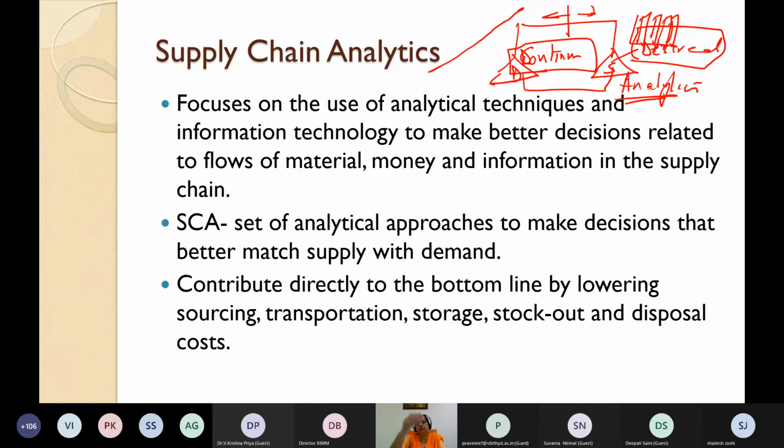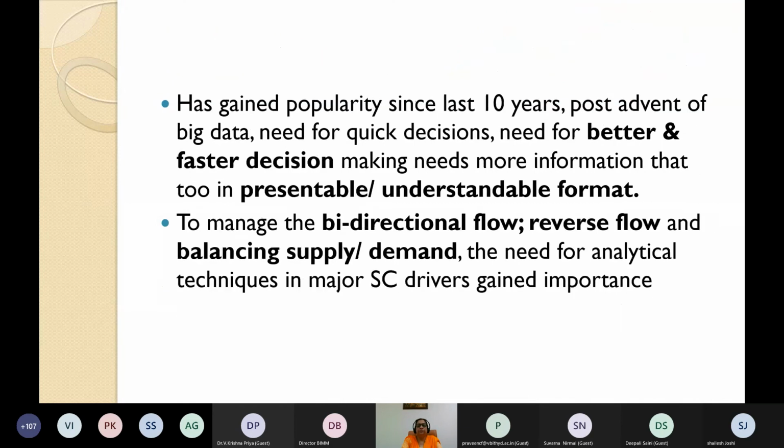So matching a continuous curve with a discrete curve takes some logic, and we make use of analytics so that it contributes directly to the bottom line. And how you are managing it, you are lowering the sourcing cost, the transportation cost, the storage cost, reducing the stockouts, and trying to increase the disposal cost or the salvage cost.